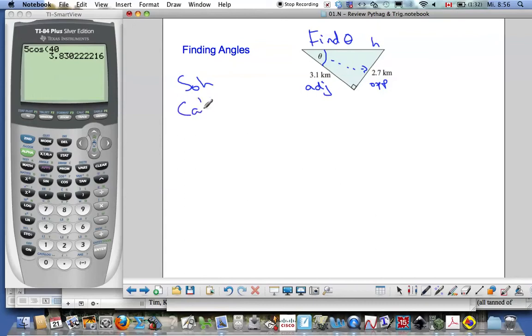Hypotenuse. Good. So, as you can see, we have the adjacent and this is opposite. The opposite and the adjacent. O and the A. So look for it. O, A, which means it's tan. So we have tangent of theta.